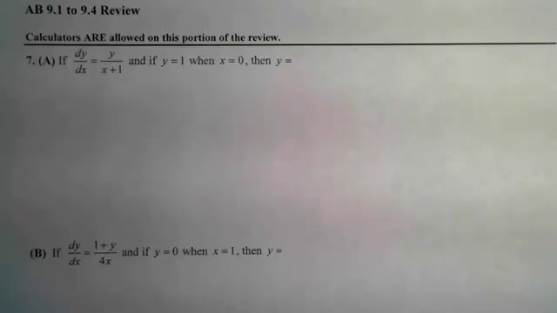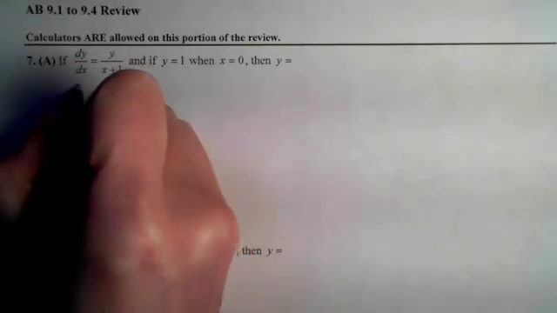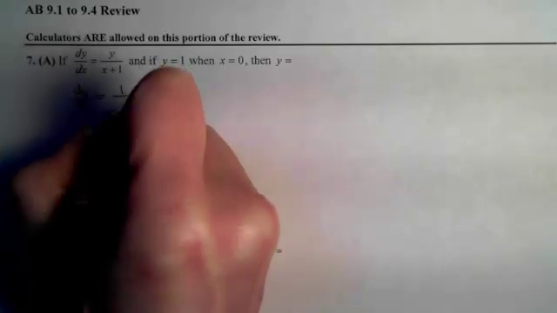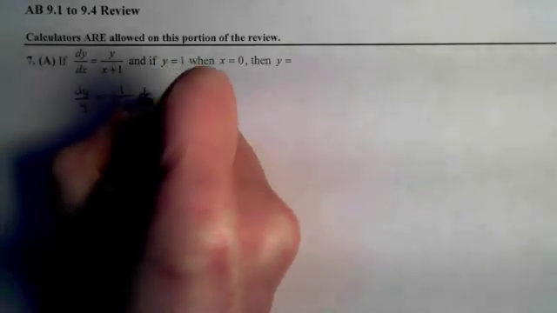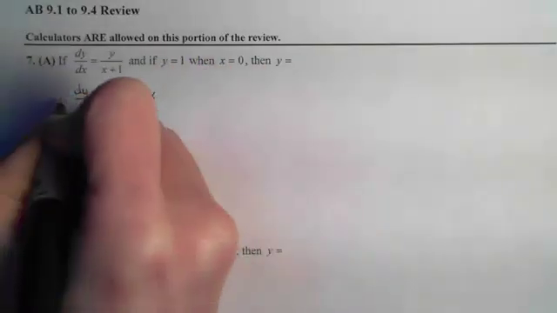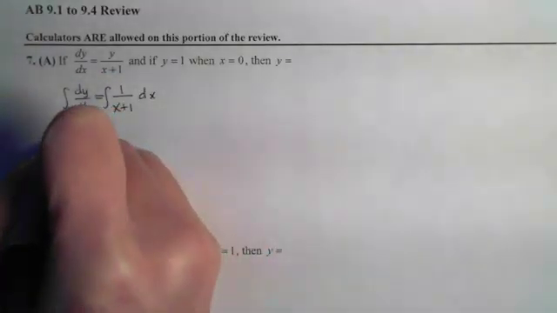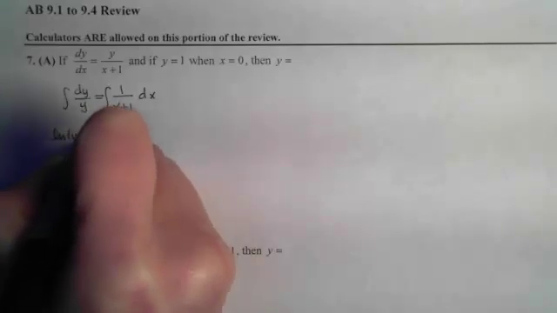So if we look at number 7, we again are doing separation of variables. This is just another variation on the theme, and we just have to make sure that we keep track of all of our algebra as we work through the problem. So first we'll move the y to the bottom. We'll leave the x plus 1 on the bottom on the right. Do the antiderivatives.